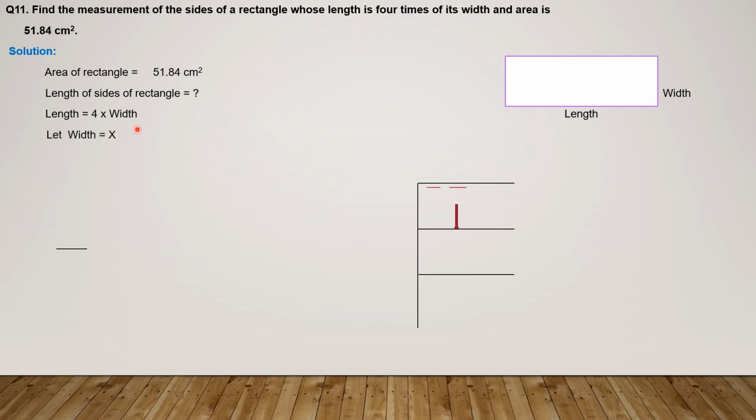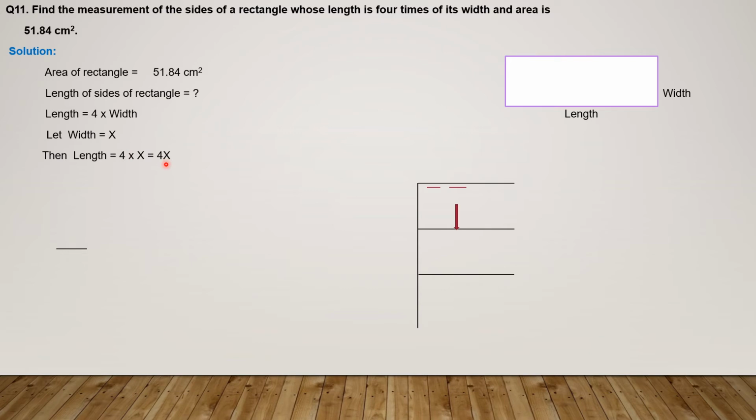So here we have to suppose that width is equal to x, because nothing is given to you, not length not width, so you have to suppose something here. So let's suppose that width is equal to x. If width is equal to x, then length will be equal to 4x. Got it? If width is equal to x, then length will be equal to 4 multiplied by x, and that is 4x. Now students, this is our width and this is our length.